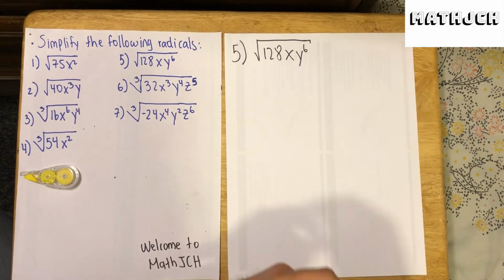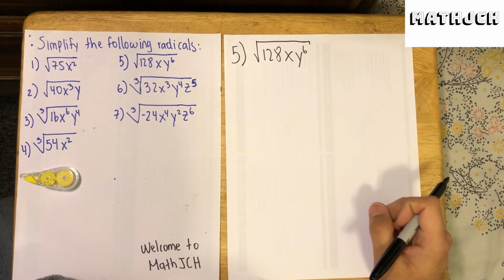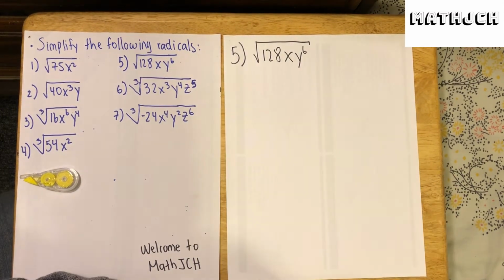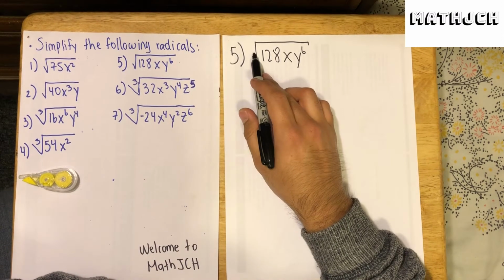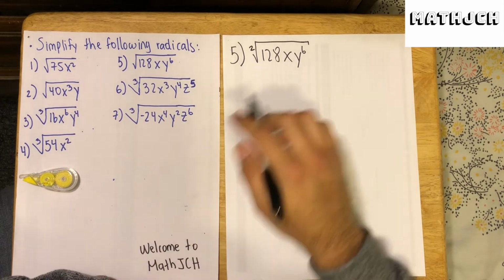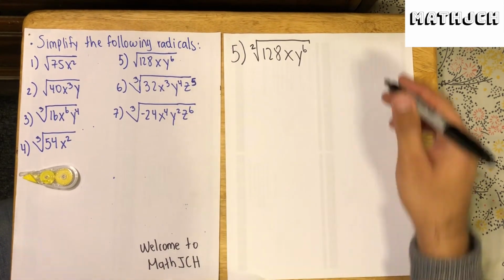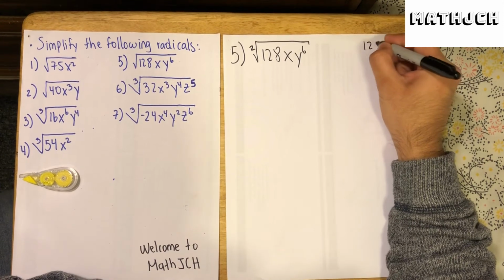For problem number 5, we have square root of 128 x y to the power of 6. As you might notice, our index is not given, so automatically it's going to be 2. Now, let's do the prime factorization of 128. Let's do it here on the side.